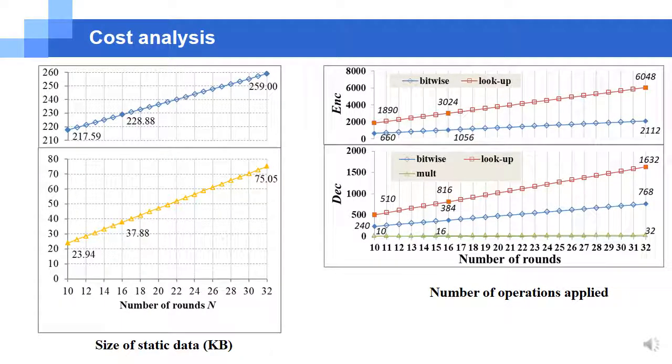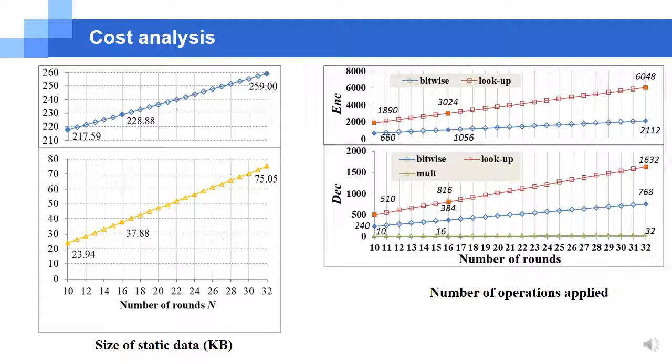Now, we present the results of cost analysis. The left figure presents the size of ENC data and DEC data with respect to the number of rounds ranging from 10 to 32. We can see that when n equals 32, the static data only costs 259 KB for encryption, and therefore is suitable for embedded devices with limited storage.